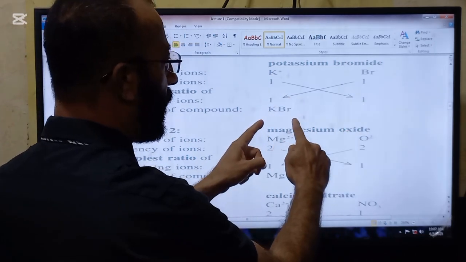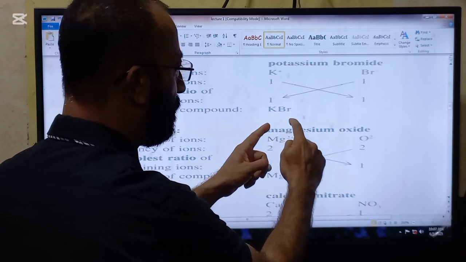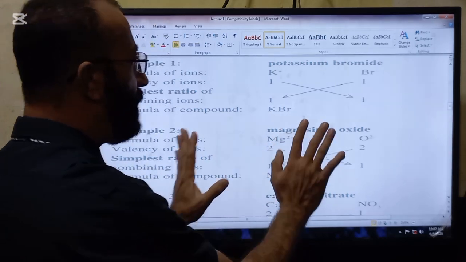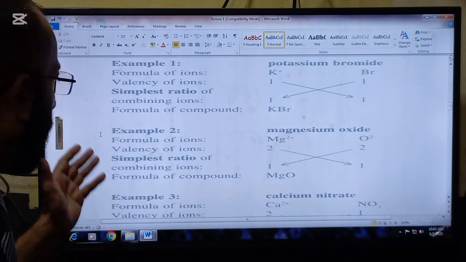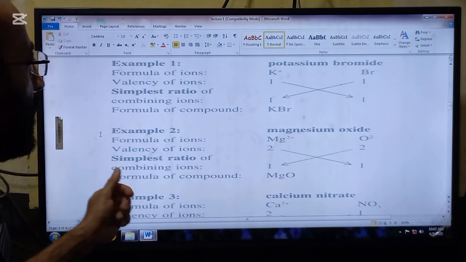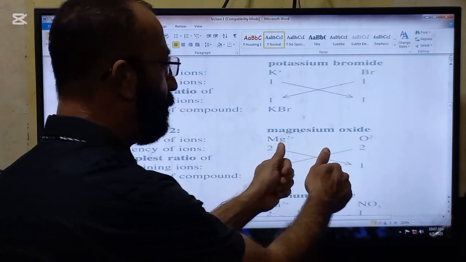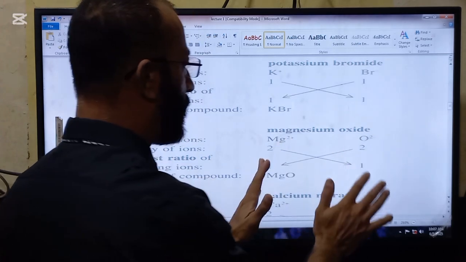So KBr, because K1, Br1, 1 will not be written. So KBr is the formula of the potassium bromide. Look here, another example. You are going to write the formula of the magnesium oxide.